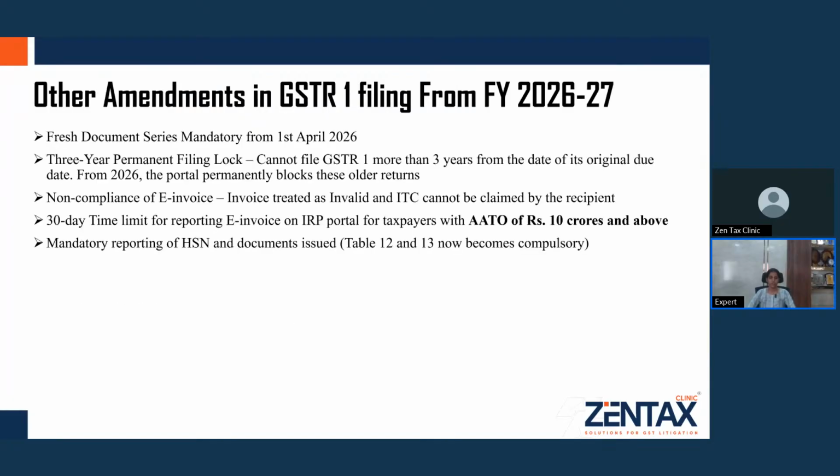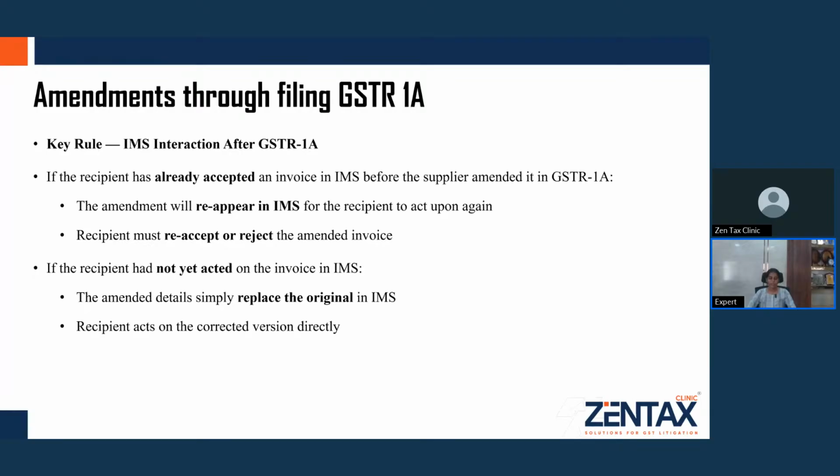So the key rule, IMS interactions after GSTR-1A. If the recipient has already accepted an invoice in IMS before the supplier amended it in GSTR-1A, the amendment will reappear in IMS for the recipient to act upon again. So the recipient must re-accept or reject the amended invoice. In case the recipient has not yet acted on the invoice in the IMS, such invoice will automatically get amended and replace the original invoice in the IMS portal. So the recipient acts on the corrected version directly.